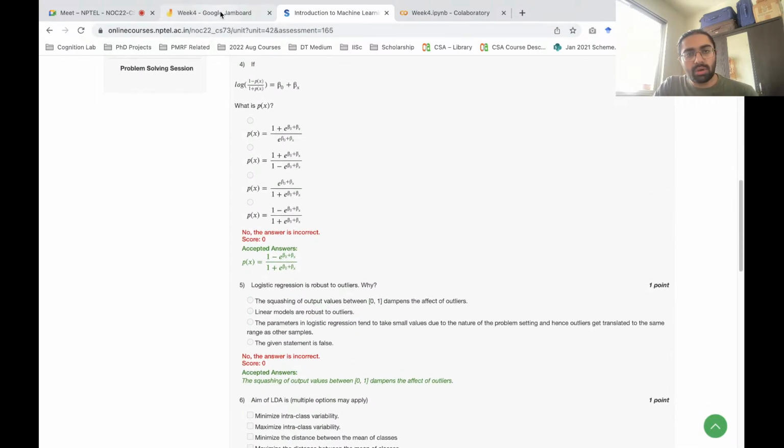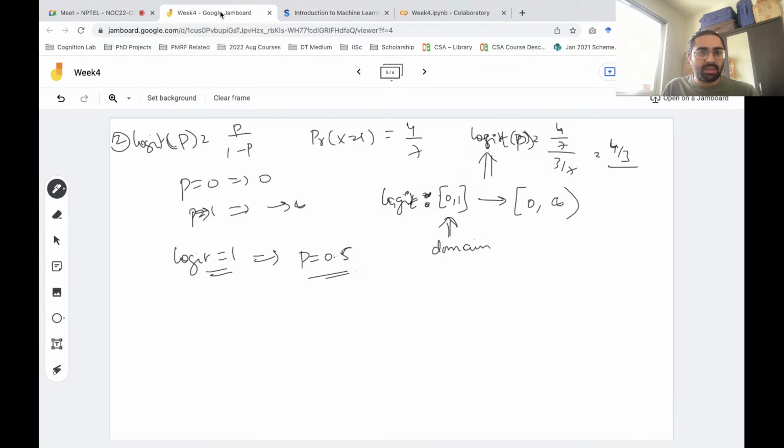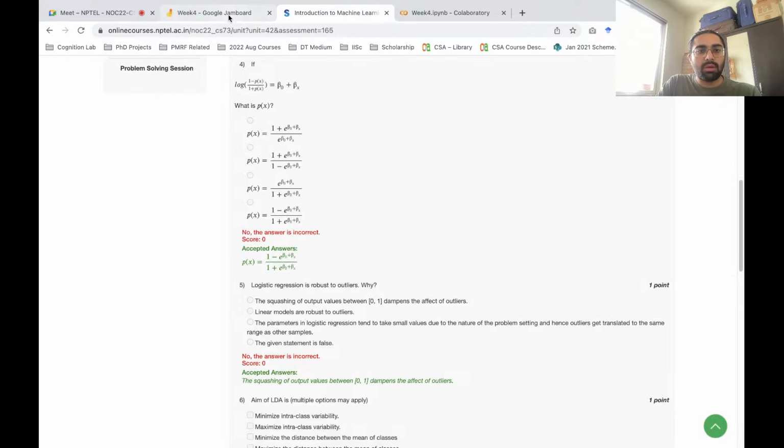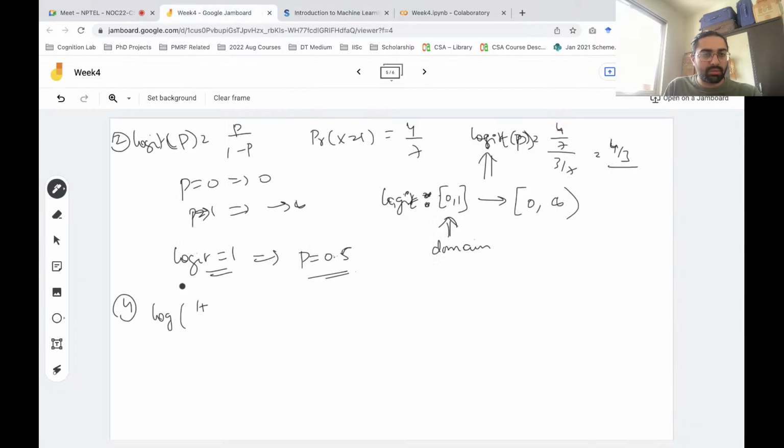Question number 4, it's a bit of algebra. So I think it's 1 minus, right? 1 minus p of x, okay.